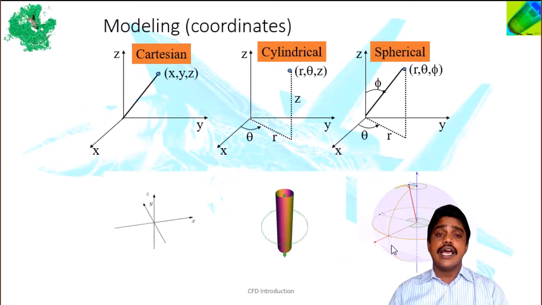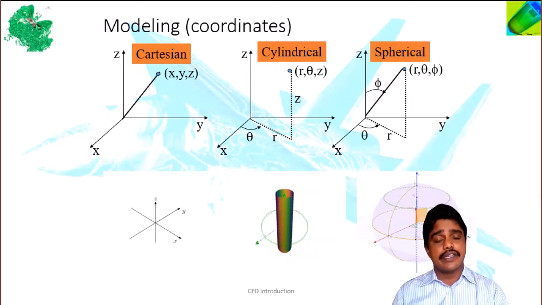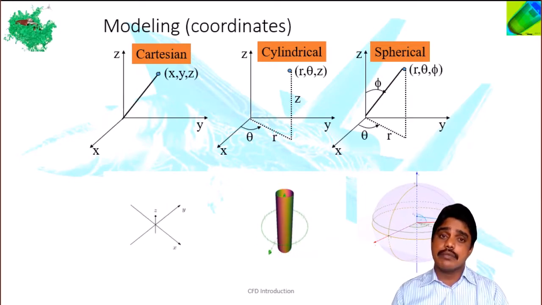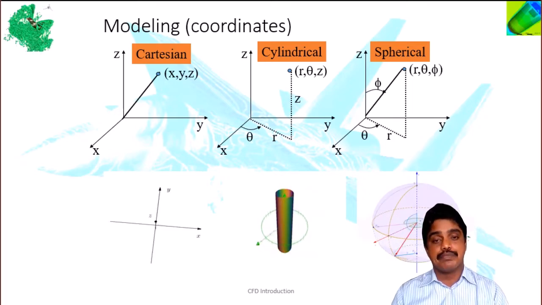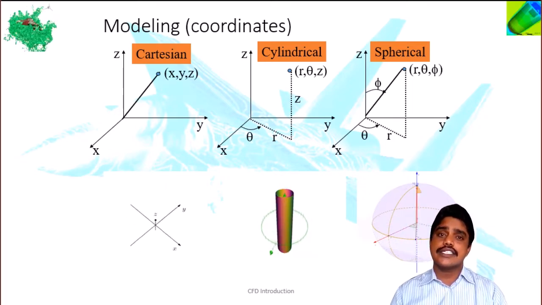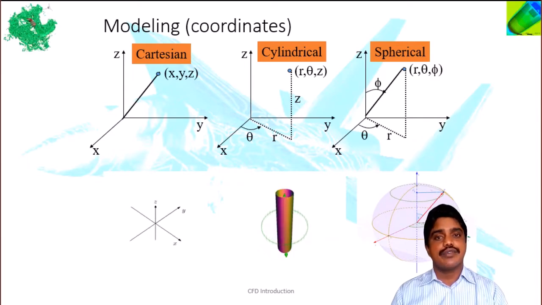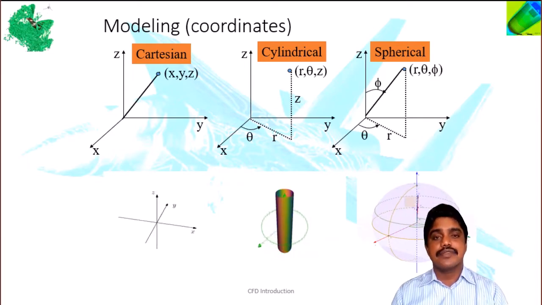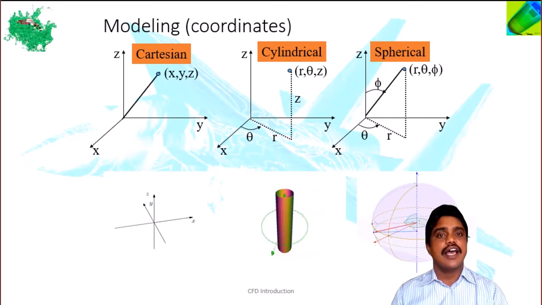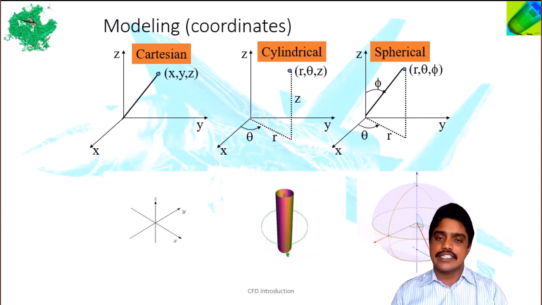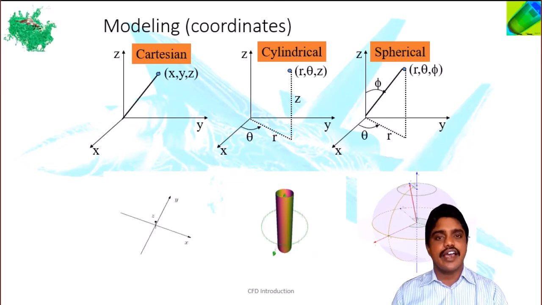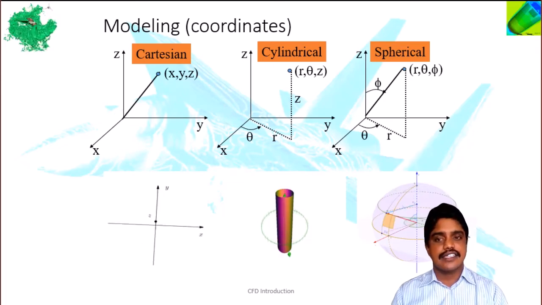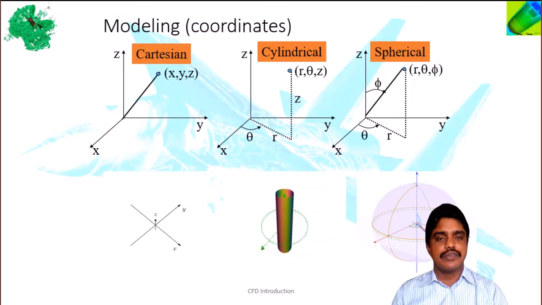Before going to the modeling geometries, we should be aware of what coordinate systems we have. As far as the coordinate systems are considered, we have the Cartesian coordinate system, the cylindrical coordinate system and the spherical coordinate system. In the Cartesian coordinate system, we have x, y and z, which we even call a rectangular coordinate system, right?